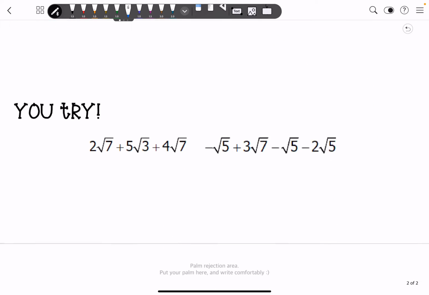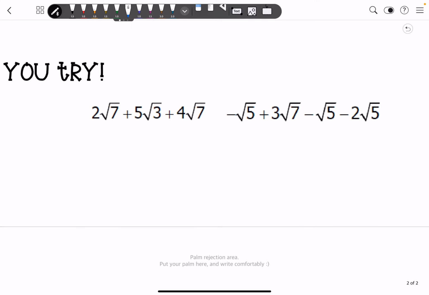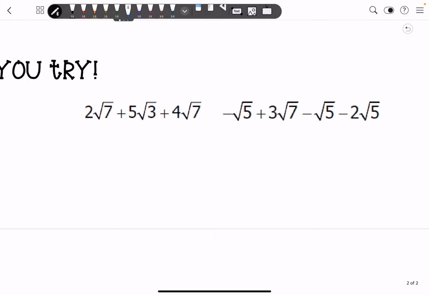Okay. Now, on the you try, I will help you out. I'll help you get started with it. On this one, you're going to have a few that need to be combined. And they're all simplified because we know that from the radicands. They're all prime numbers, and they don't have any doubles in it.